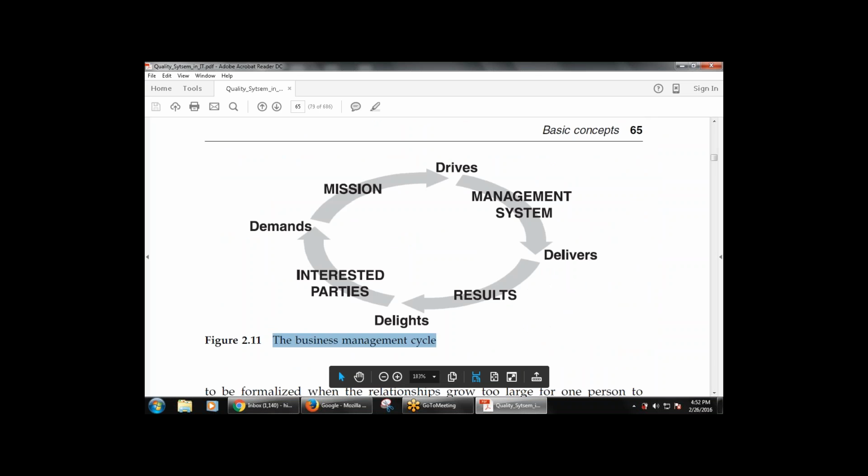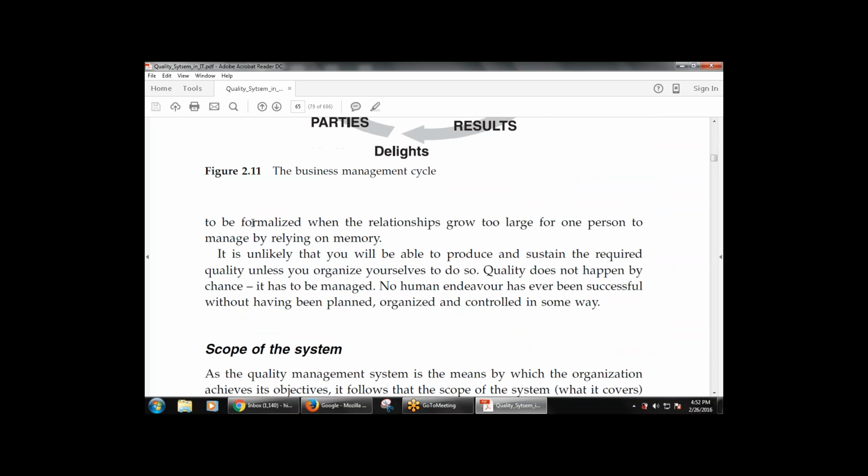And this is the business management cycle. There is a mission, then a drive, a management system, delivers, result, delight, interested parties, and the demand, and all this comes in a circle. What are the various drives, what management system is available, how to deliver the result, then there is delight, then interested parties, then the mission and the demand. These are the various parts by which we can define the business management cycle.